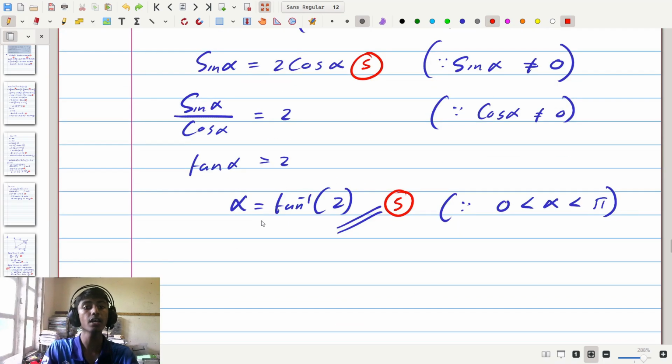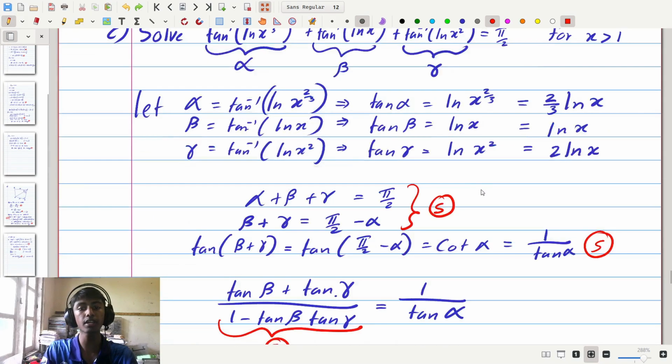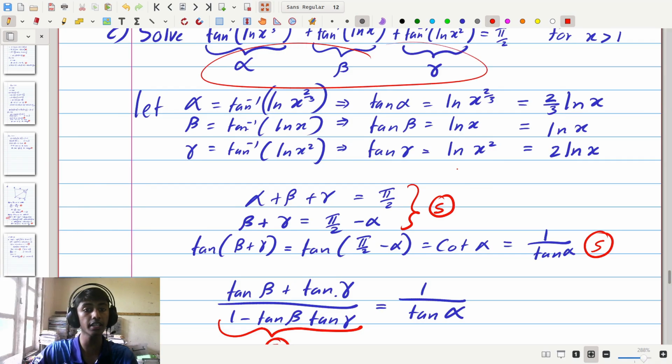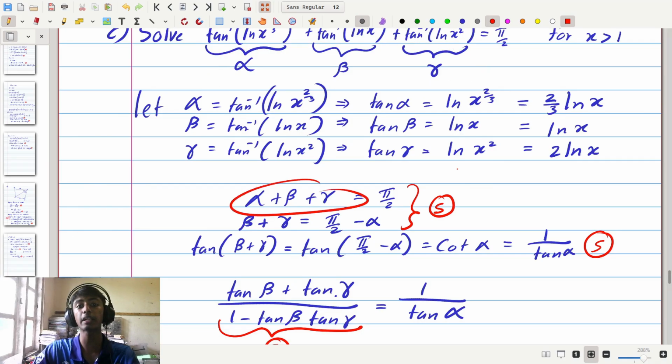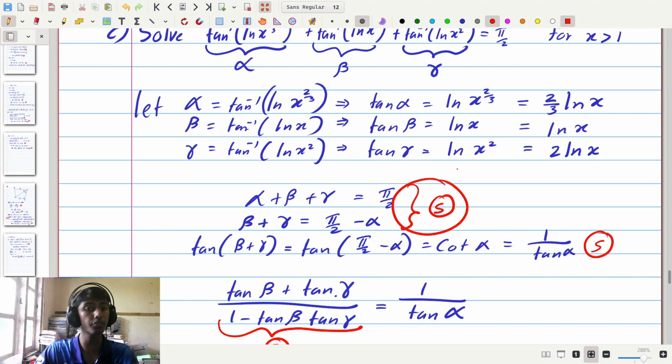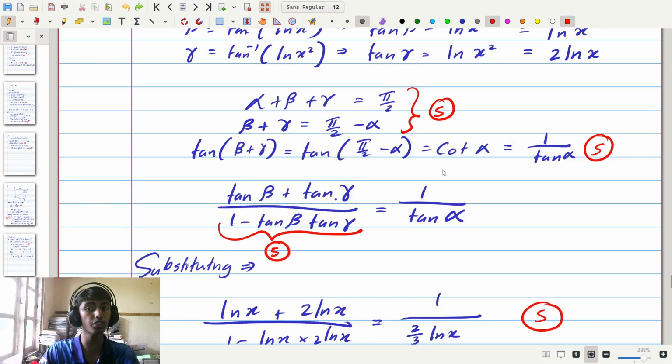And finally, when you get the final answer of alpha is equal to tan inverse of 2, due to these conditions, you get another 5 marks. Now after that, for part 3, when you expand this thing with certain angles like this and rearrange it into this form, where you have alpha plus beta plus gamma equal pi by 2, and then you rearrange it to beta plus gamma of two angles summed together equal pi by 2 minus the other angle, you get 5 marks for that. And then you take the tangent of both sides, you get 5 marks.